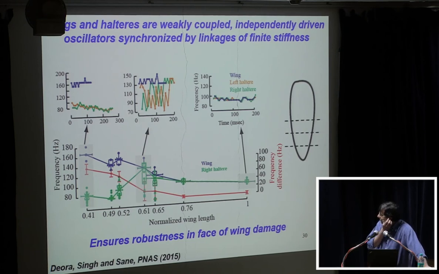Now, if you think about this, this is the sort of thing that allows insects to cope very nicely with wing damage. When there is wing damage, there's going to be a change in its frequency. But because the wing and Hortiers are weakly coupled, for a substantial amount of wing damage, in this case almost 40% of its wing is gone, the Hortier continues to be out of phase accurately, right? So the mechanical linkages are actually a very nice way of doing this.